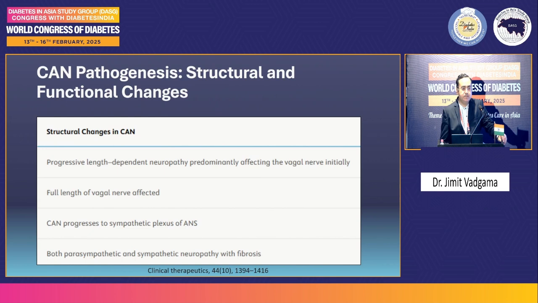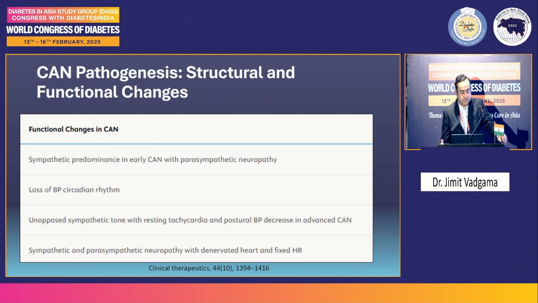So there are initially structural changes and functional changes. So what are the structural changes? These are progressive length-dependent neuropathy, predominantly affecting the vagal nerve initially. So the vagal nerve is the first to be affected. Then the second thing is the full-length affection of the vagal nerve. Then it progresses to the sympathetic plexus, and then ultimately both parasympathetic and sympathetic neuropathy occur with fibrosis. Functional part, what is the first one? There is sympathetic predominance in early cardiac autonomic neuropathy, and later on parasympathetic.